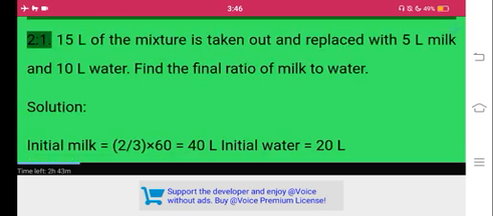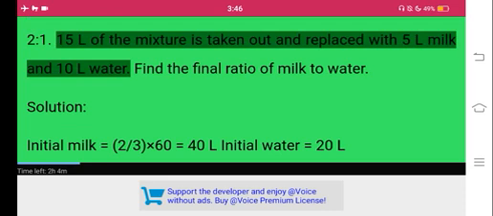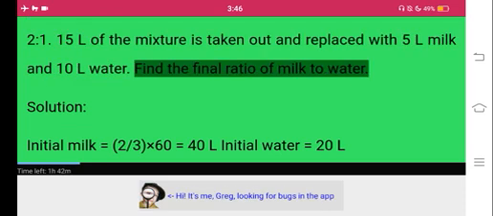A container has 60 L of a mixture of milk and water in the ratio 2:1. 15 L of the mixture is taken out and replaced with 5 L milk and 10 L water. Find the final ratio of milk to water.